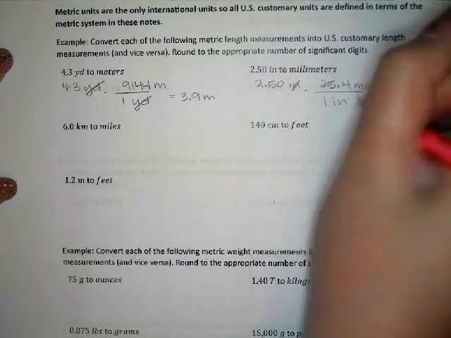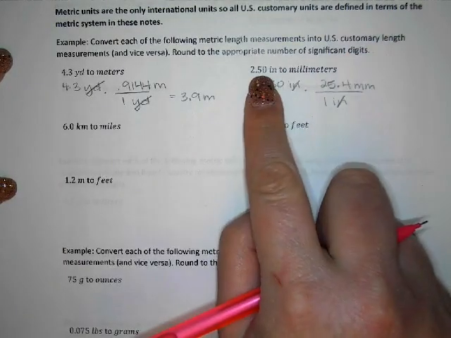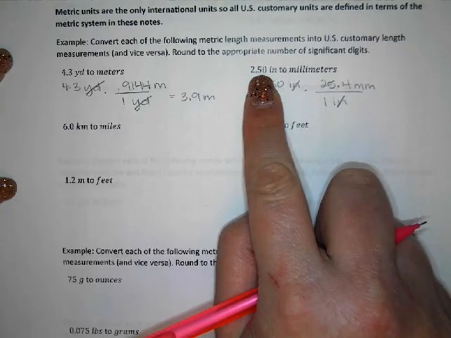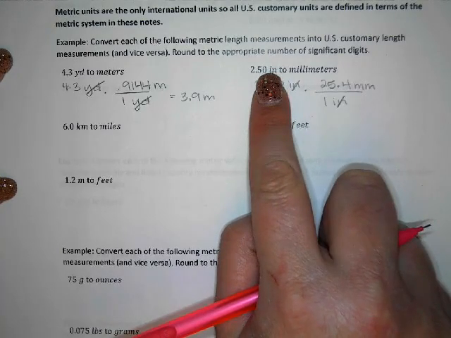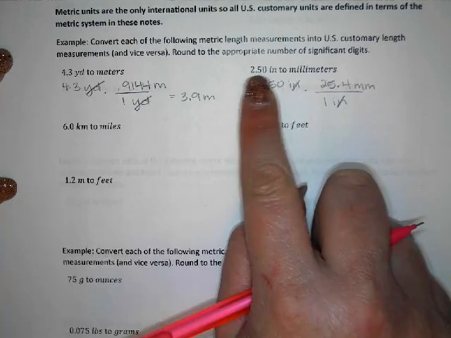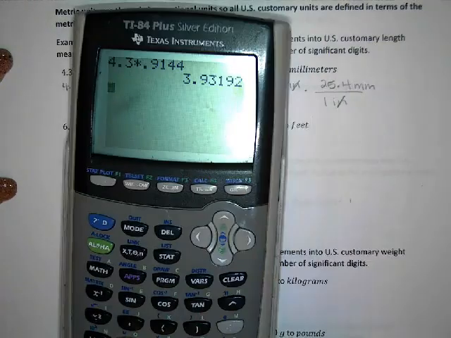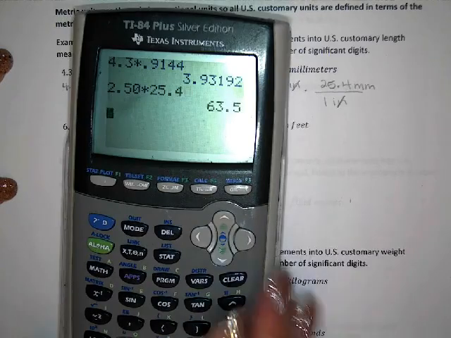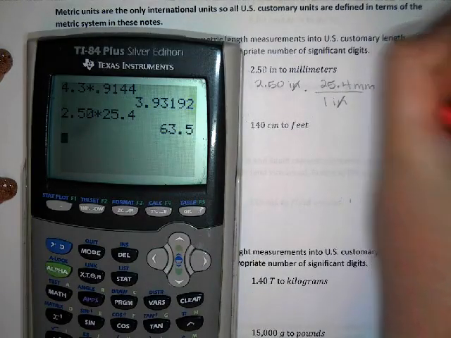So my inches will cancel. This number has 3 significant digits. The 0 at the end is not for a whole number, it's for a decimal number, and so it is significant. So 2.50 times 25.4 is 63.5 millimeters.